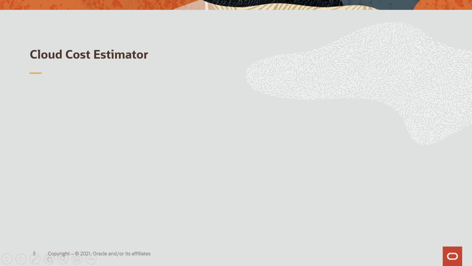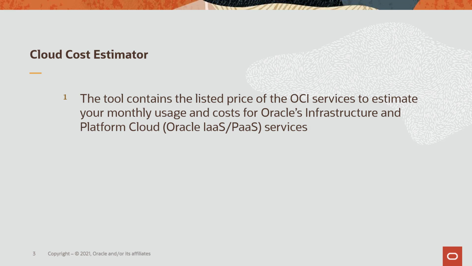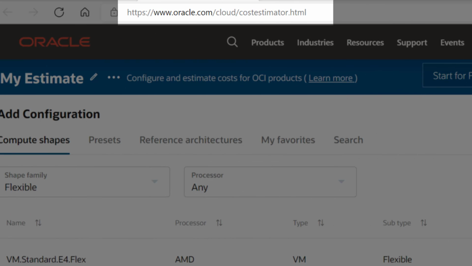The Cloud Cost Estimator tool provides the listed price of the OCI services that Oracle provides you. With this tool, you can estimate your monthly usage and cost for Oracle's infrastructure and platform cloud services before you commit to an amount. To access the Cloud Cost Estimator tool, go to Cloud Cost Estimator.